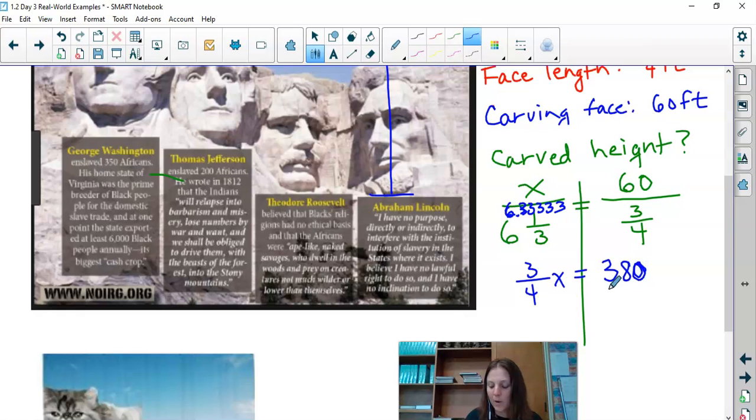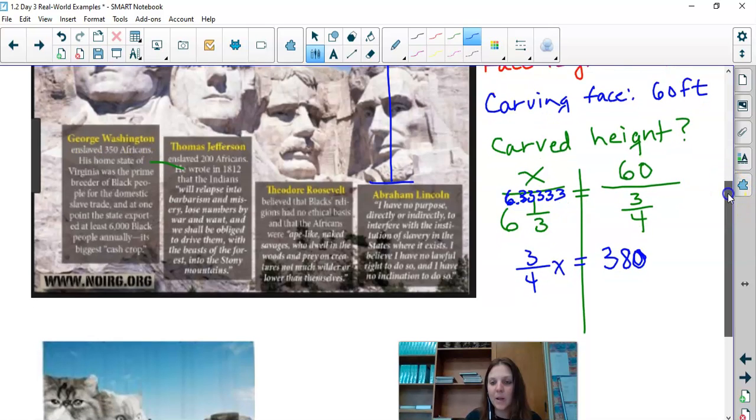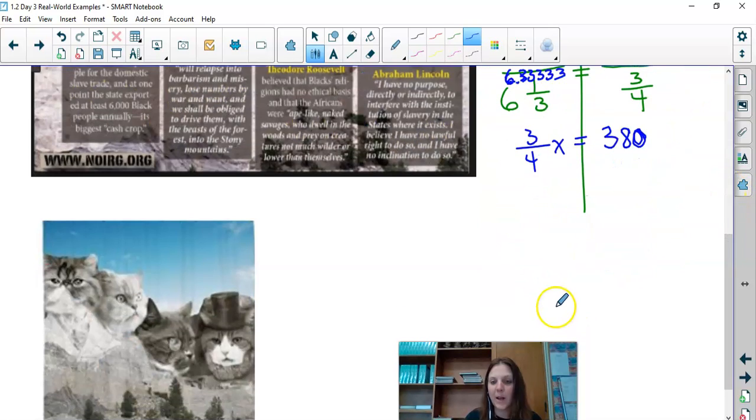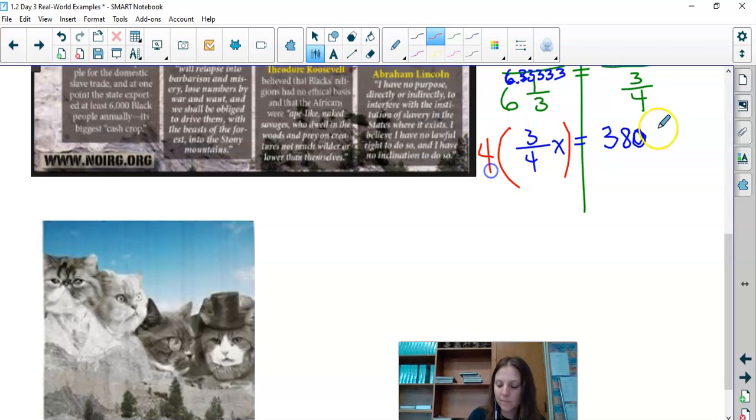The next thing I want to do is get rid of this 4. So you have two options. You can multiply both sides of this equation by 4/3, or you can just take it one step at a time. I'm going to go ahead and multiply both sides by 4 just to get rid of that fraction. So again, there's two different ways you could do this. You could multiply by the reciprocal and just do it all in one step, or you can get rid of the 4 to start out.